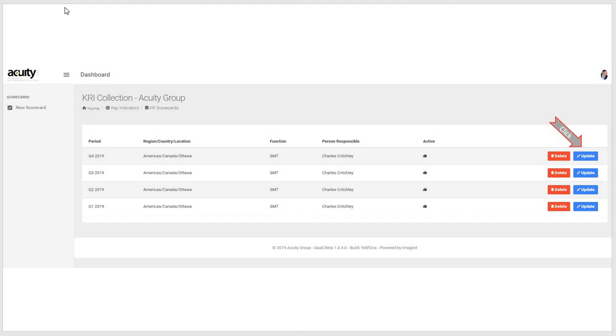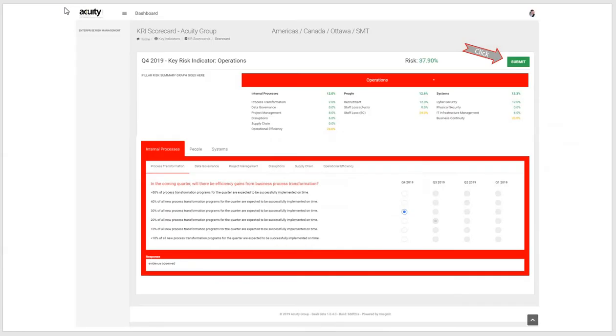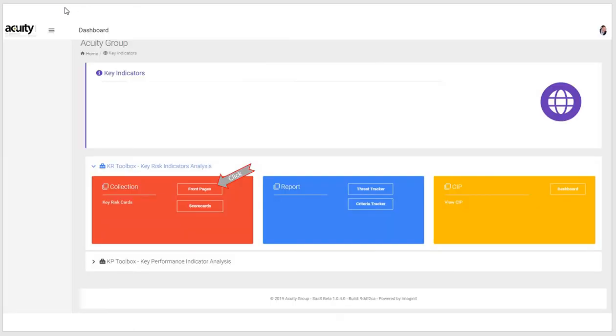So we're looking at a function here of the senior management team, and a person who is responsible for that happens to be me, Charles Critchley. So let's have a look at the update. So if I go in there, I can see for that quarter of 2019 as our base data, we're carrying 37.9% risk in our operations. And under there you can see the threats, and within those threats you can look at the criteria and the ratings that has been scored by the KRI.